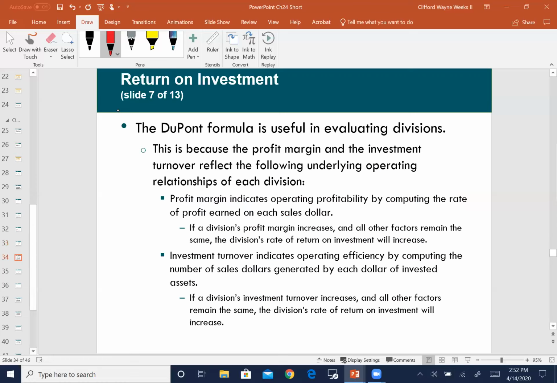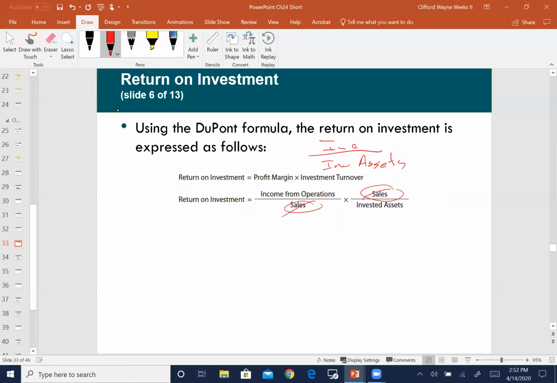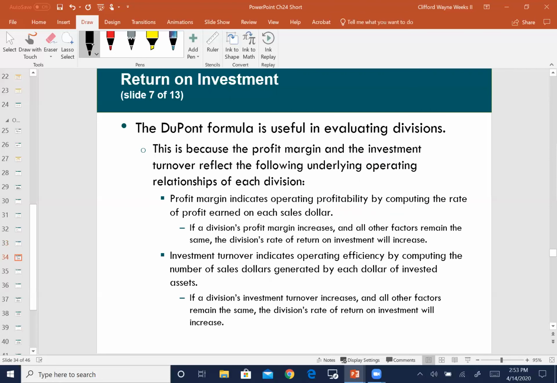But what they're doing is allowing us to look at this as a profit measurement, and this as an efficiency measurement. And so we're going to apply that to our three different divisions. I only think about two because I'm looking at the best and the worst.